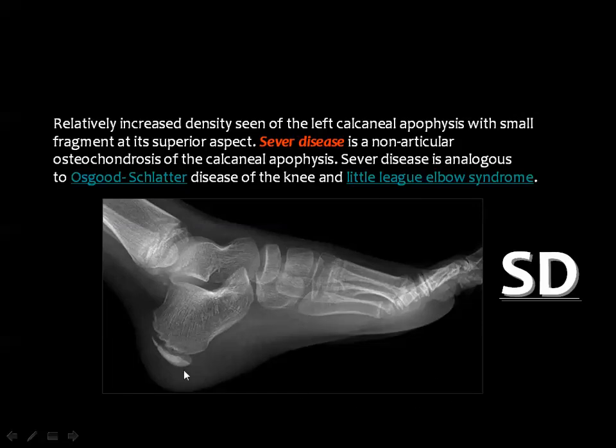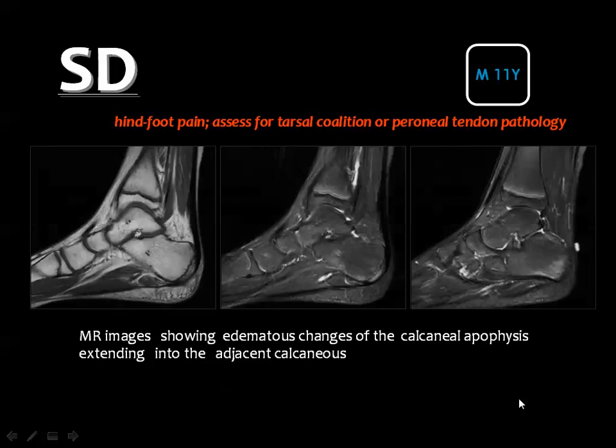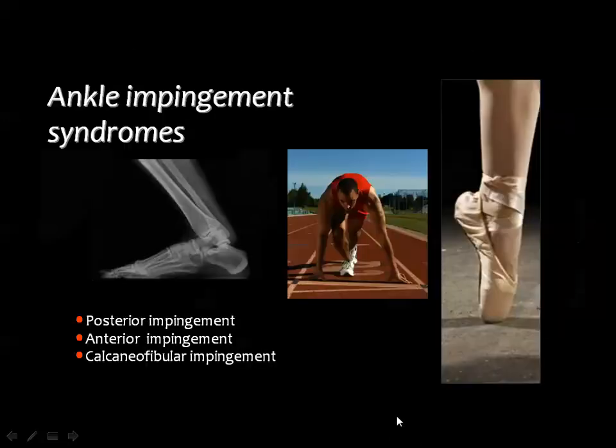Then here you see a relative bone sclerosis of the calcaneal apophysis with some fragmentation, and according to the literature, this corresponds to Osgood-Schlatter disease of the tibial tuberosity and little league elbow of the medial epicondyle. By MRI, you can see bone marrow edema, which will appear as low signal in T1 and high signal in the STIR images. Also, you may appreciate bone marrow edema in the adjacent part of the calcaneus.